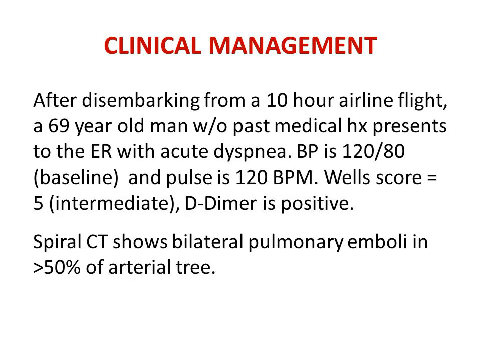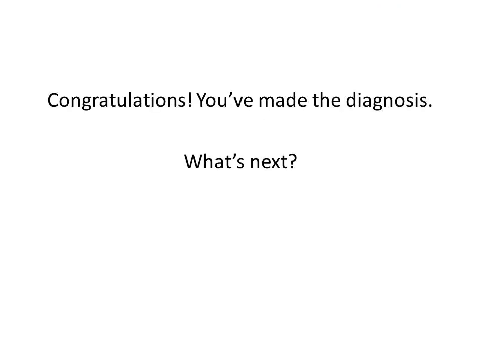Clinical management. After disembarking from a 10-hour airline flight, a 69-year-old man without past medical history presents to the ER with acute dyspnea. BP is 120/80, baseline, and pulse is 120 bpm. Wells score equals 5, intermediate; D-dimer is positive. Spiral CT shows bilateral pulmonary emboli in greater than 50% of the arterial tree. Congratulations! You've made the diagnosis.